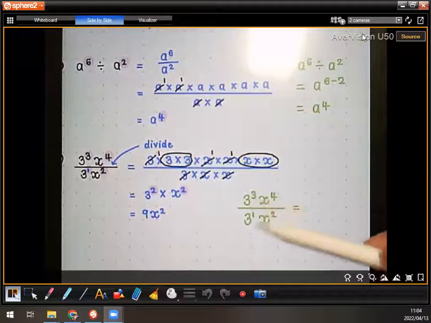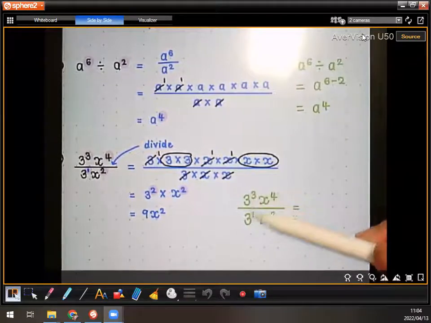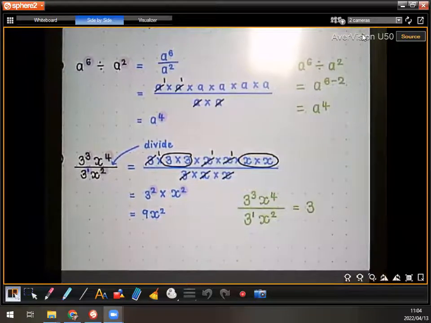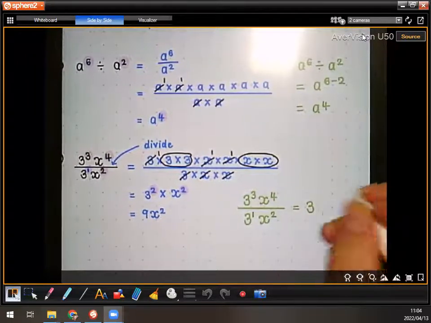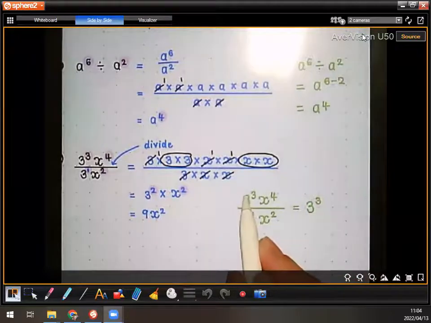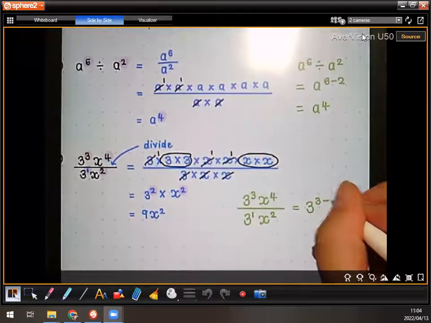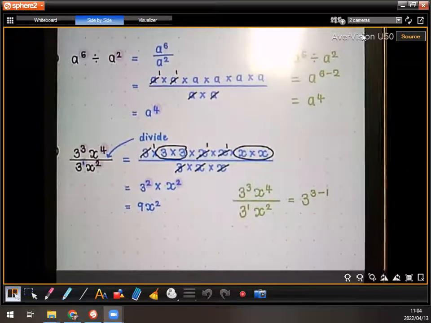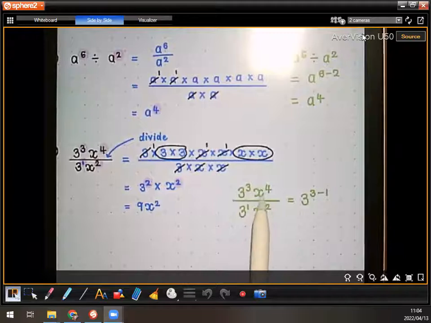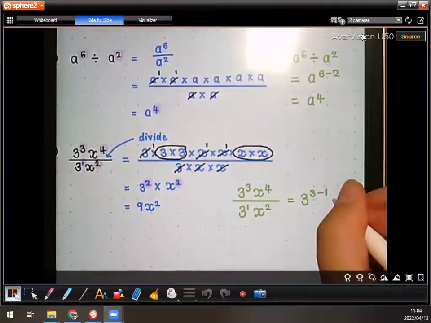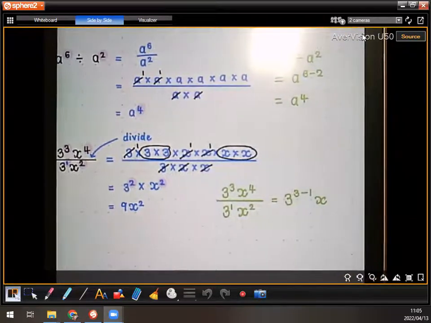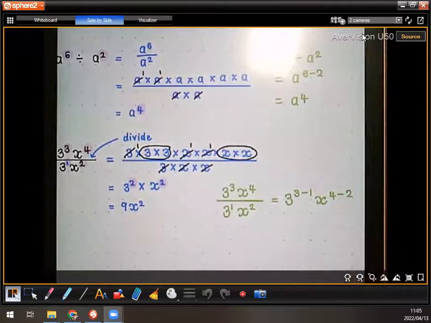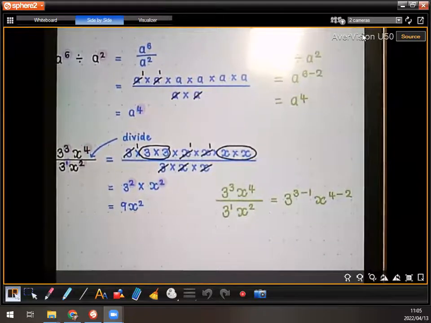Guys, we have to do the same bases together. Okay, so we're going to look at the 3's. We have a base of 3 and a base of 3. So my answer has to have that same base. I'm going to take the top exponent, the first exponent, the one at the top, minus the one that I'm dividing by, the one at the bottom, so minus 1. Then I'm going to do the same thing for the x's. An x at the top and x at the bottom, my base has to stay the same. I'm going to take the first exponent, the exponent at the top, minus the exponent at the bottom, the one that I'm dividing by.